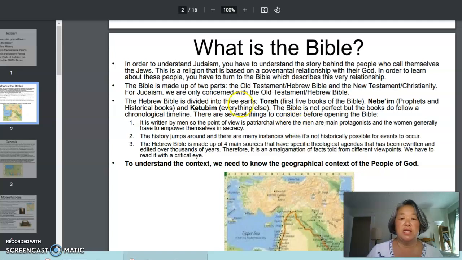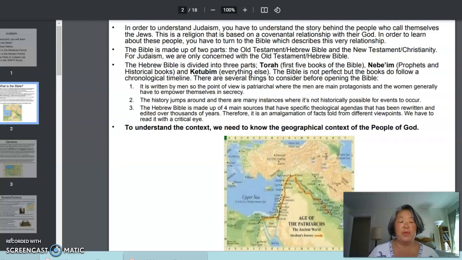Okay? All right, so the Hebrew Bible is then divided into 3 parts, the Torah, the Nebi'im and Ketubim, and then all 3 of these things together are the Tanakh, T-N-K or Tanakh, okay? There's a couple of things that you should know. It's written by men, so the view is going to be very patriarchal and kind of dismissive of women. So when you see stories about women peeking through, it's pretty significant because in general, the women are edited out. The history jumps around a bit. So sometimes there are instances where things just could not happen. So in that case, if it's impossible for it to happen, they probably didn't happen.